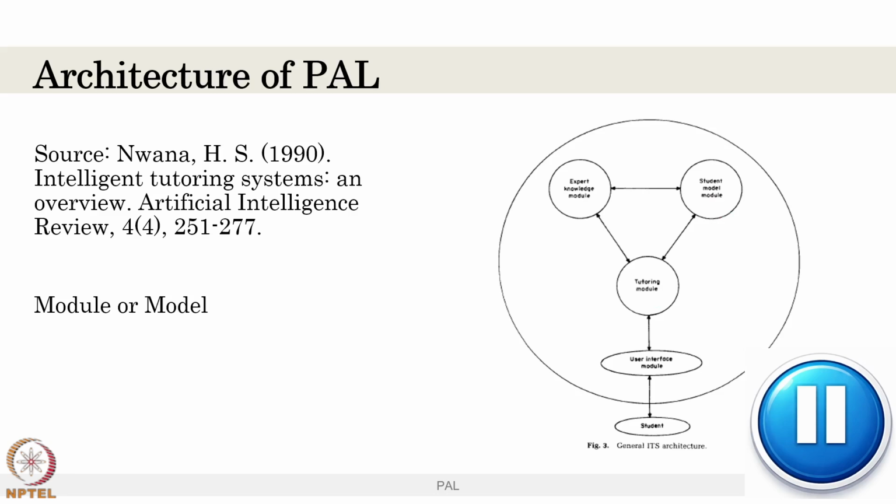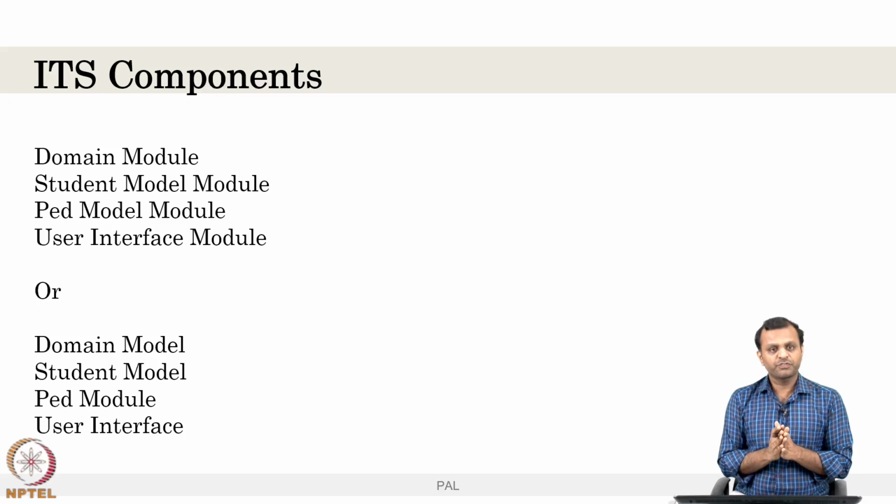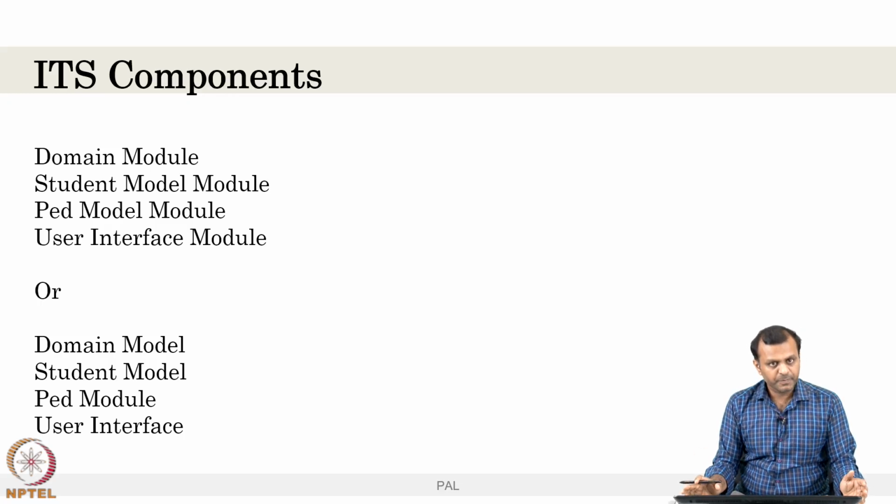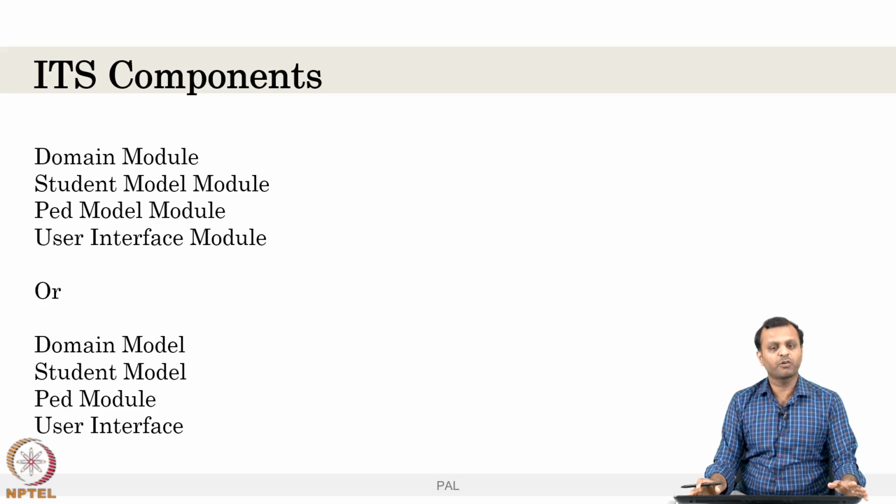So what we use in our system is, instead of domain module, just a domain model. Student model module becomes student model. But for pedagogy, we'll use the module, PED module, or PED model is also fine. We use the user interface only. I hope it is clear that there are 4 major components in the personalized adaptive learning environment. We will name them domain model, student model, PED model, and user interface. In the next 2 videos, we will talk about these 4 models in detail at an introduction level. In the next 3 weeks, we will talk about these modules in detail.